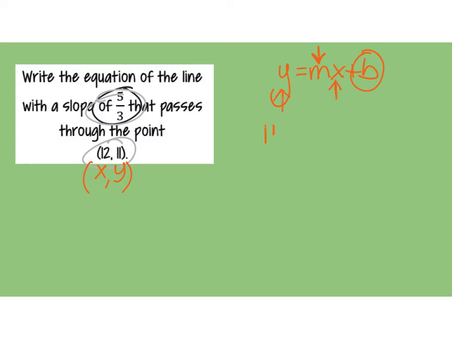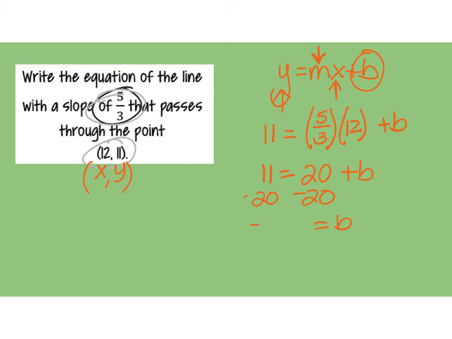The y is 11, the m is 5/3, the x is 12, and of course we need to find the b. So let's go ahead and solve. So now I have 11 equals 5/3 times 12. 5 times 12 is 60, divided by 3 is 20, plus b. Now we still need to get b by itself, so I'm going to subtract 20 on both sides. So b has a value of -9.